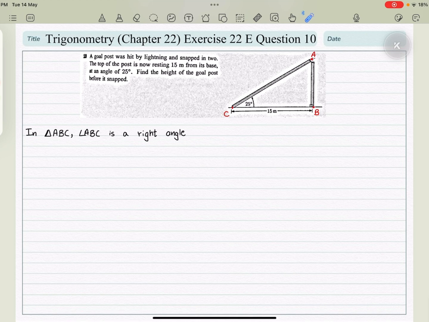Now we're going to write down the things that we already know, such as we know this angle is 25 degrees and we know that this length is 15 meters. So we're going to write, angle ACB is 25 degrees, and that's given, and length BC is 15 meters. That's also given.